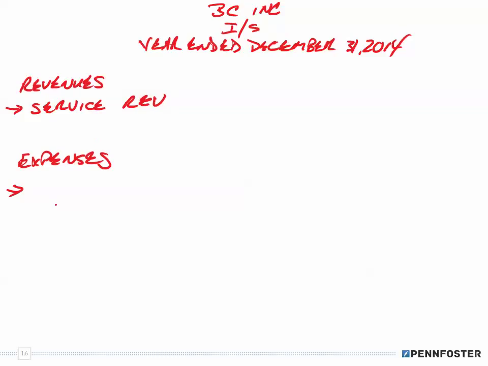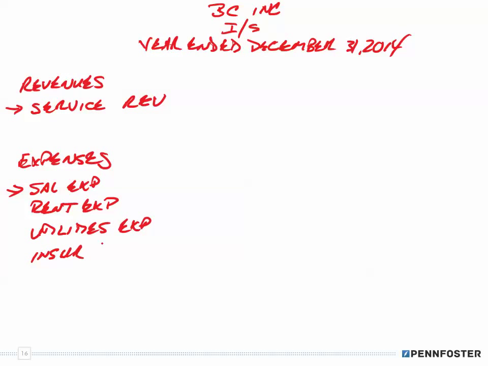And again, I'm abbreviating here. Okay, so I enter in all of the accounts. So I have salaries expense, and you do write out the word expense. Okay, rent expense, utilities expense, insurance expense, and supplies expense. Now I believe, no, that's the way they were.